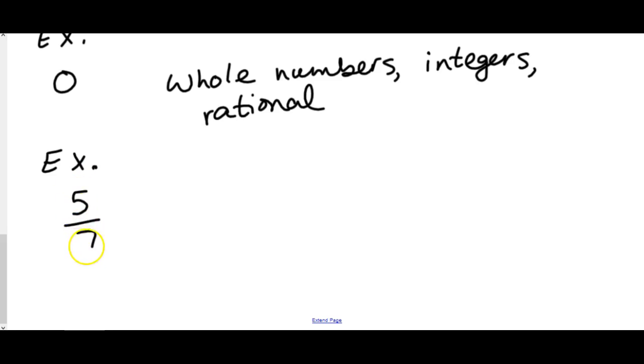So this is not one of the counting numbers. It's not a whole number. It's not an integer, but it is rational. It is a fraction. So it is only rational.